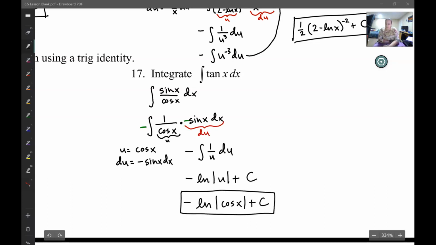See how you did. So if u is cosine, the derivative of cosine is negative sine. Make sure you are careful about that. So I need to add a negative to this sine to make it match my du. So I'm going to add a negative to the outside to balance it. So now I have negative integral of 1 over u du. Well, that's ln of absolute value of u. Still have my negative on the outside. And then I plug my u back in.